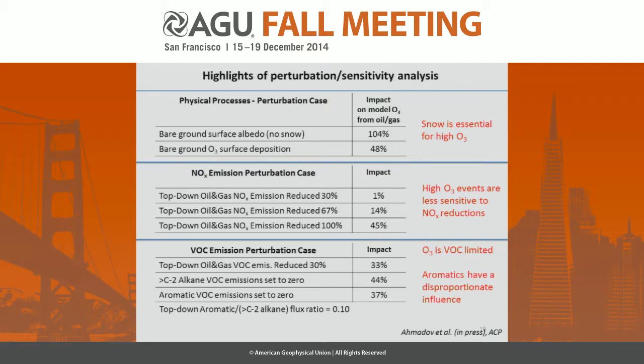Then we did emission reduction model cases, which show that ozone in this area for this time period is not sensitive to NOx, but is very sensitive to VOC. And what's interesting is that it's very sensitive to aromatic emissions. So basically, the contribution of aromatics and alkanes are about the same. However, alkane emissions are about 10 times more than aromatic emissions. So basically, there is this disproportionate influence on ozone by aromatic precursors.